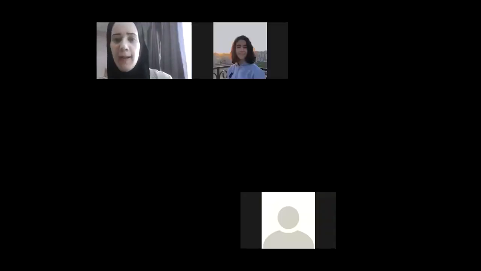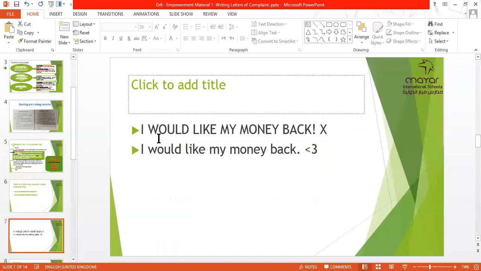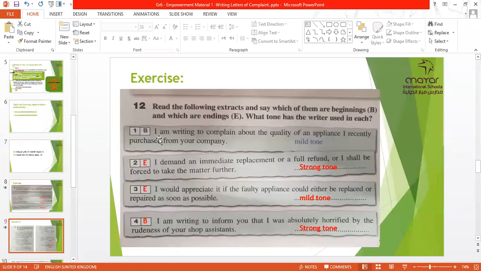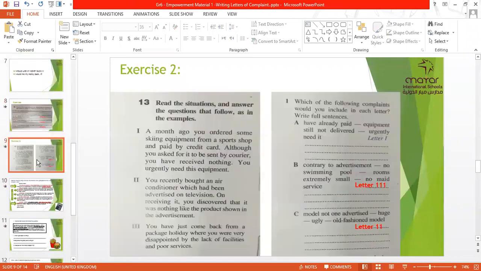Okay, now we're going to go back to our PowerPoint. So we've done this example, the calculator one, and we've seen the one about the neighborhood. Now, these are just examples of exercises from your book. I'm going to skip them. They show you which one is the introduction, which one's the ending, which one has a mild tone or a strong tone. To be honest with you, it does not matter, as long as you're respectful. I don't care if you're saying this with a strong tone or not. I care that you're being respectful.